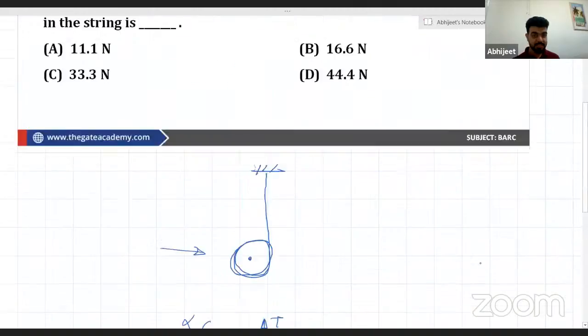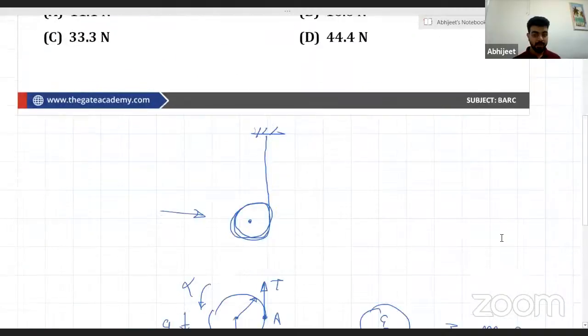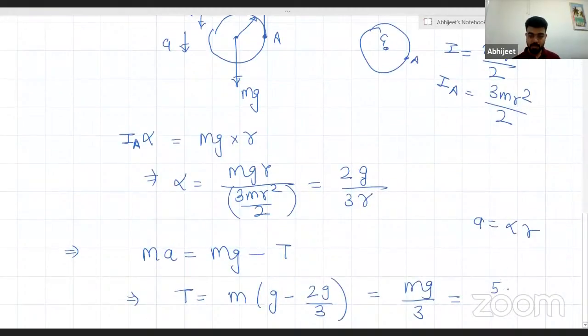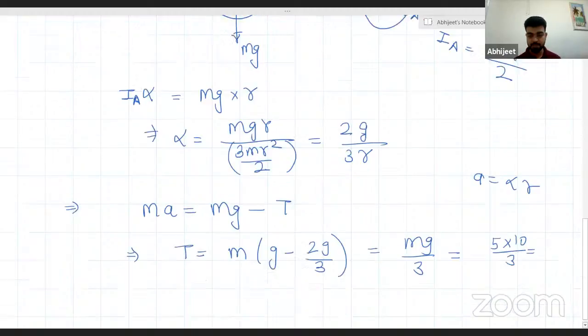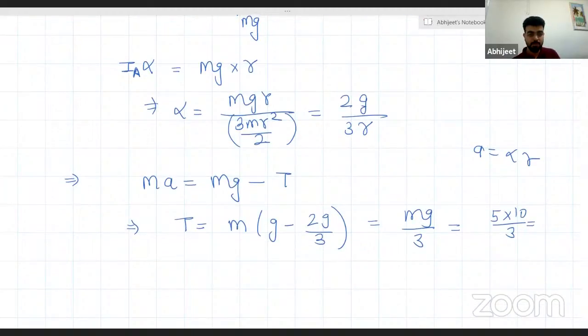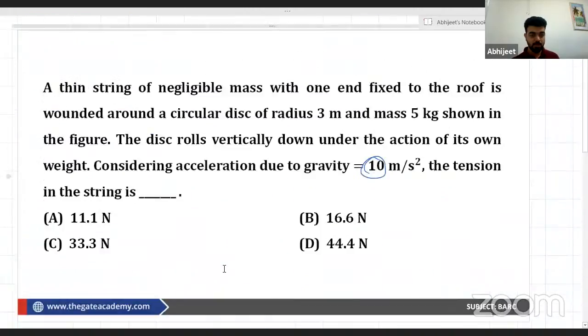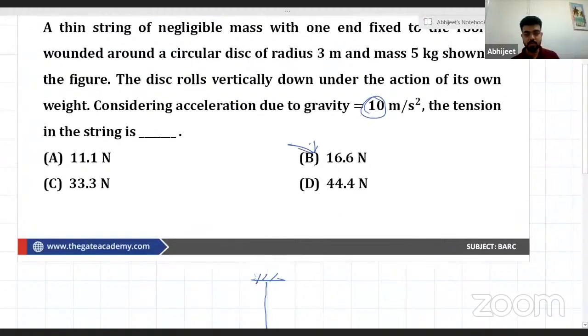How much weight is there? 5 kg. So 5 into 10 divided by 3. How much will be the answer? 50 by 3. Okay, so what is 50 by 3? It is 16.66. So I think it is in the option 16.6. B is the correct option.